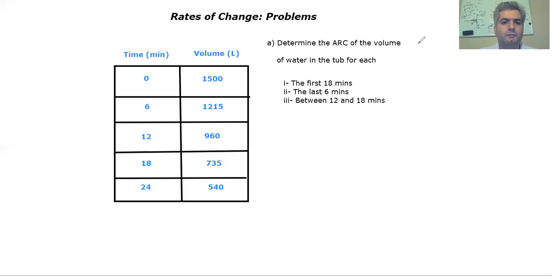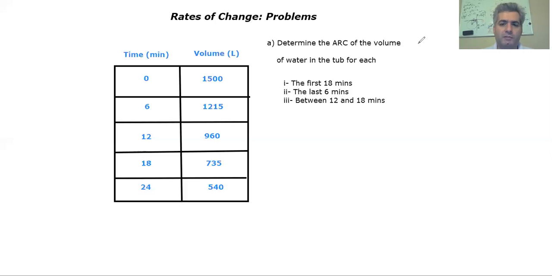And what we see here is a table of values given to us. Basically it's time in the first column, and we have volume in liters, time is in minutes. The first part of the question is asking us to find the average rate of change of the volume of water in the tub for each, and they give you three subsections. The first subsection is asking for the first 18 minutes.